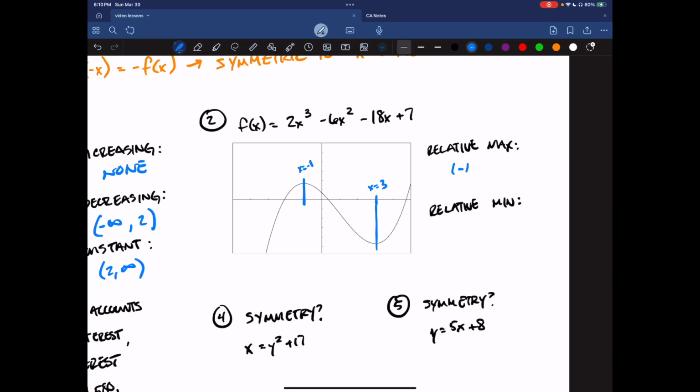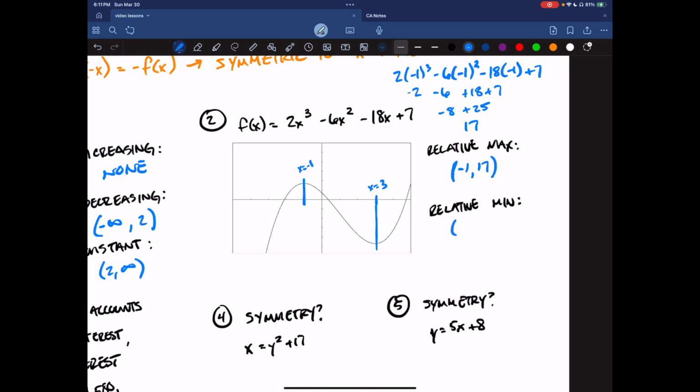All right, so if I plug in -1, that's going to be 2(-1) cubed minus 6(-1) squared minus 18(-1) plus 7. It's going to be -2 minus 6 plus 18 plus 7, minus 8 plus 25. It's going to be 17. So (-1, 17). So you plug your x value into your equation and it spits out your y value. Okay. And that's going to give you your entire point for your relative max.